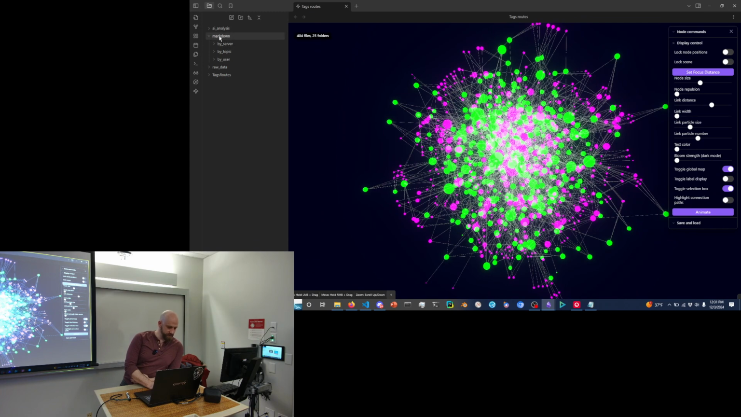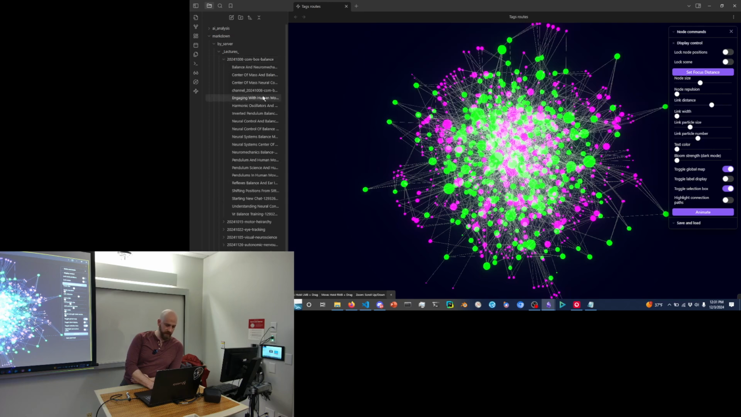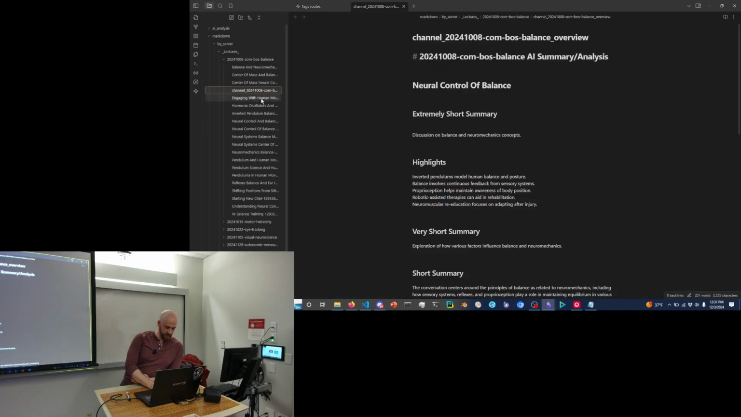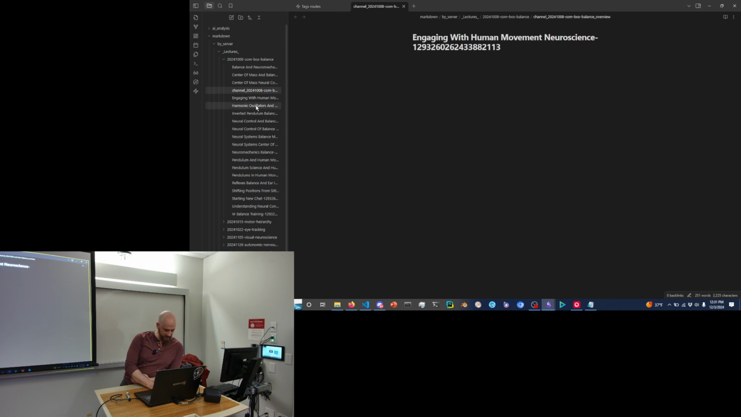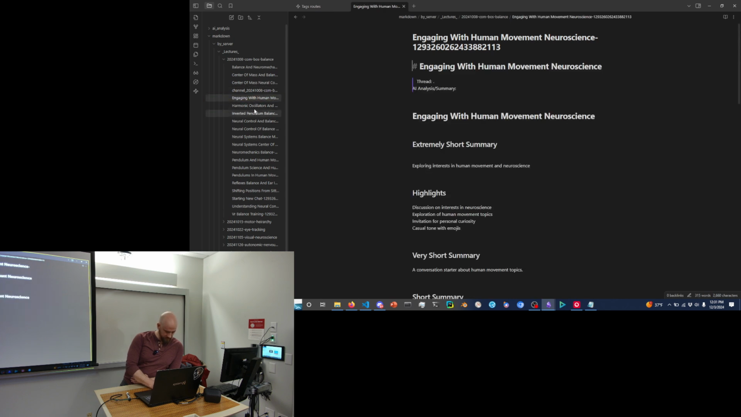And so this is the Markdown folder, and we have all of our different things. By server, the top level is the categories, and then the channel, and then these are all of the conversations that came out of that. It takes a second to load.